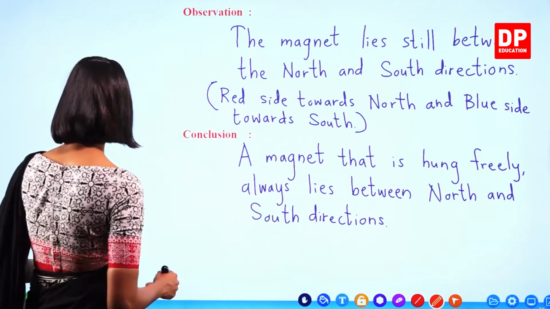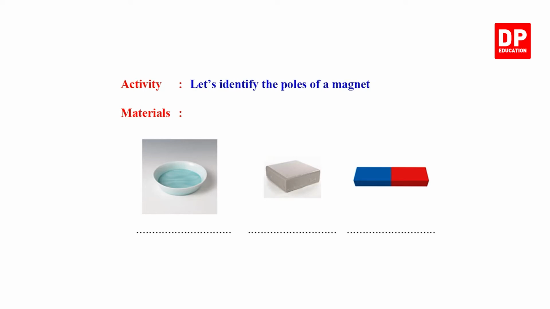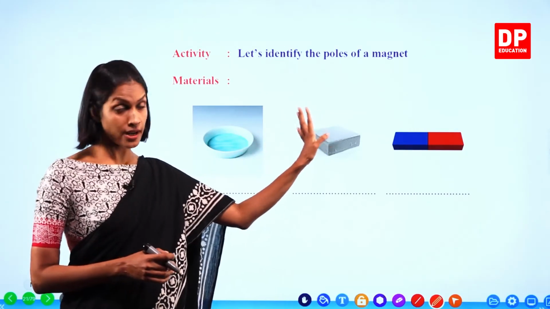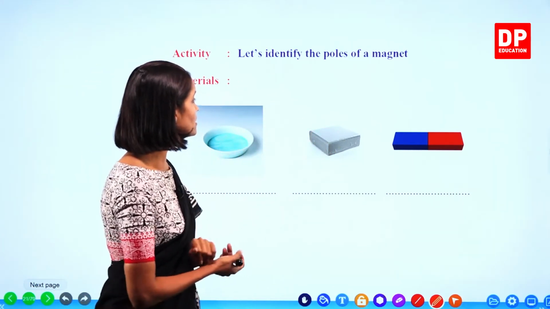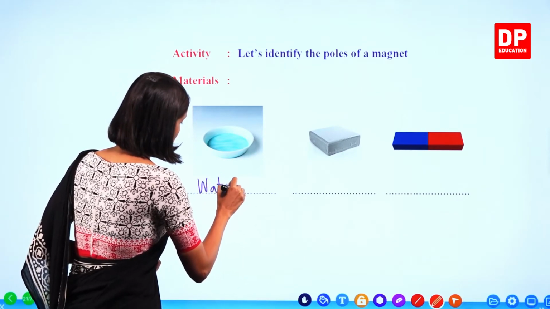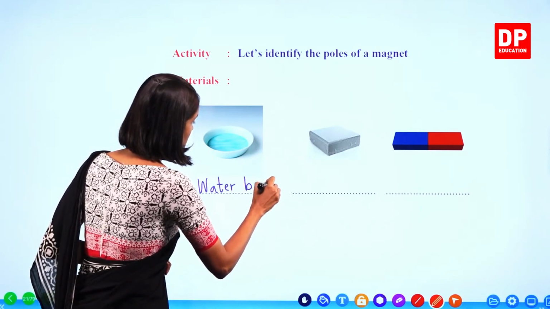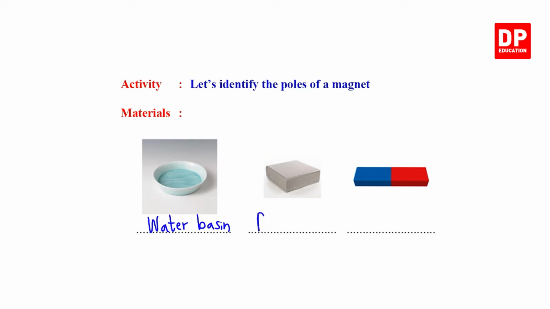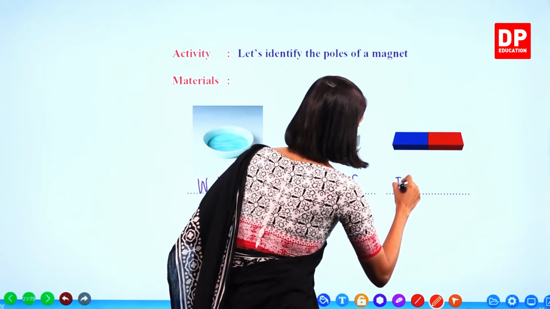Let's see. So I told you this is a similar activity, okay? Let's identify the poles of a magnet. Even in the previous experiment, we needed to identify the poles of a magnet, right? So what do we need to do this activity, children? We need a water basin, and a piece of thermocol, and a bar magnet.